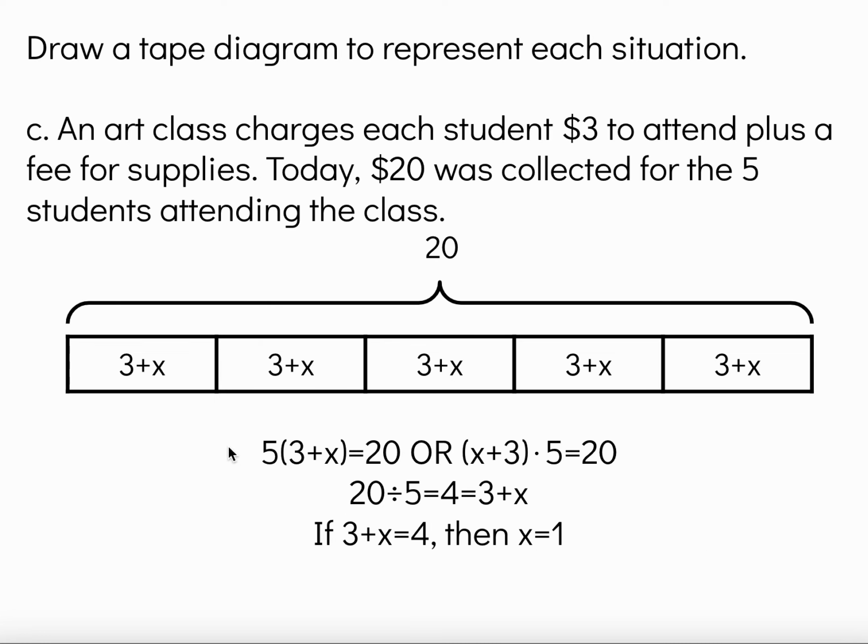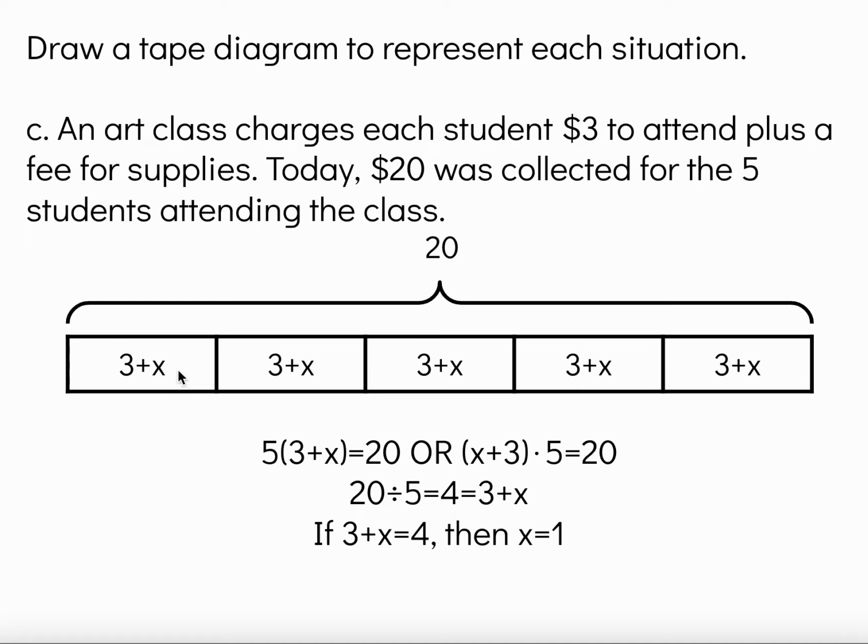For the art class, we know that each student pays $3 plus a fee for supplies, and there are 5 students. So we have 5 groups of each student paying $3 plus an unknown fee amount. So the first thing I'm going to do is divide 20, my total, by 5 to figure out how much each student paid. And when I do that, I get 4. So each student pays $4.